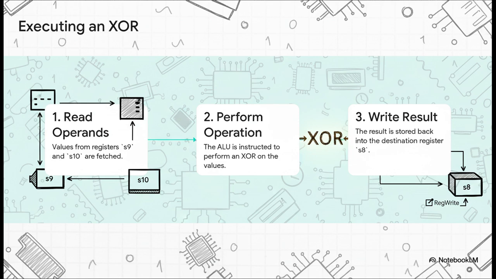Let's trace it together. First, the values that are currently sitting in registers S9 and S10 are read out. Next, those two values get sent over to the ALU, the arithmetic logic unit, which is basically the CPU's calculator. The control signals tell it, hey, you're doing an XOR operation. Finally, that reg-write signal is on, so the result from the ALU gets written back into our destination register S8. And boom, just like that, an instruction gets executed.